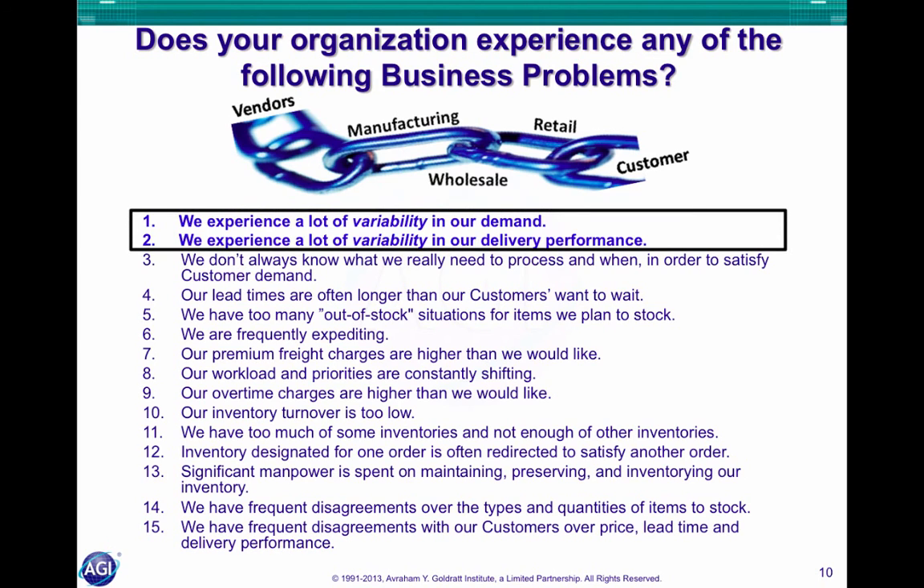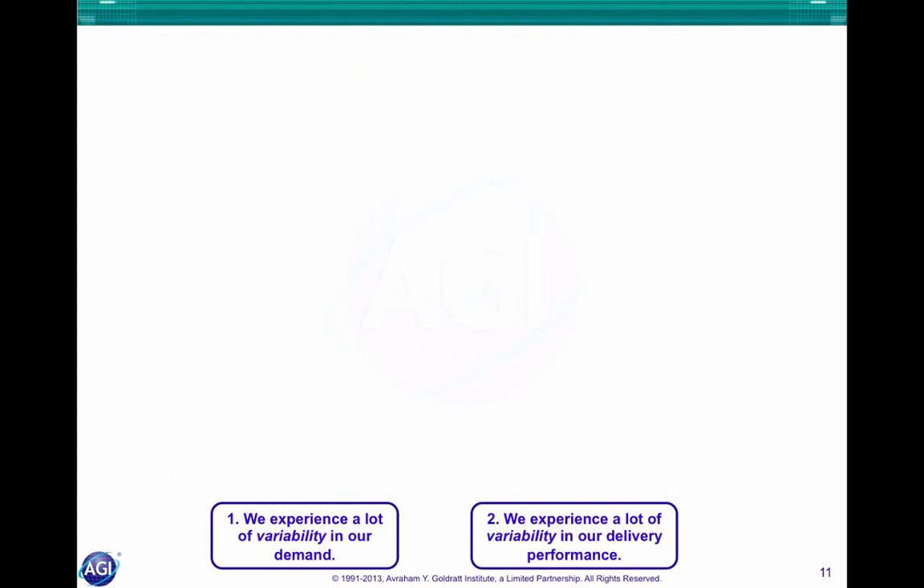And it's probably fair to assume that the variability in demand we experience, number 1, and the variability in delivery performance we experience, number 2, are the two most underlying causes. Using the TOC thinking processes, we would map out the cause and effect connections between all of the problems in our list in order to validate our assumptions that, number 1, the variability we experience in demand, and number 2, the variability we experience in delivery performance, are in fact the underlying causes of all of the other problems on our list.